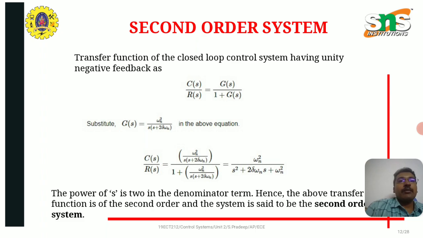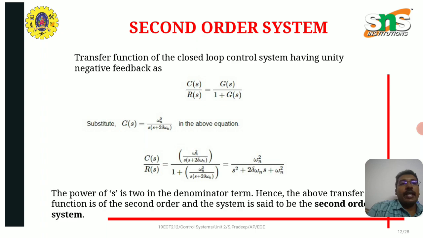Second order system. The transfer function of the closed loop control system having unity negative feedback is C(s) by R(s) equals G(s) divided by 1 plus G(s). Substitute G(s) equals omega n square divided by s into s plus 2 tau omega n in the above equation. We get C(s) by R(s) equals omega n square divided by s square plus 2 tau omega n s plus omega n square.